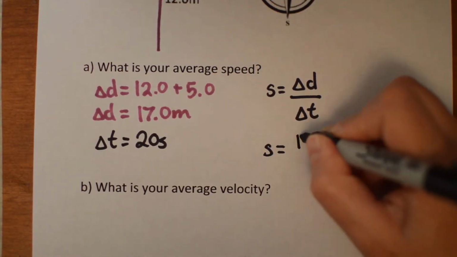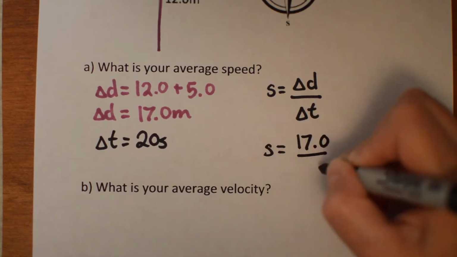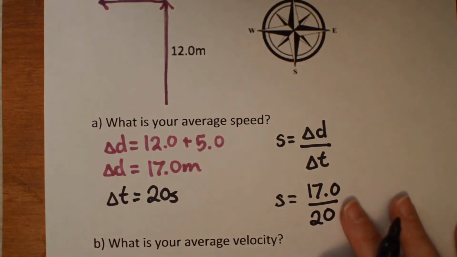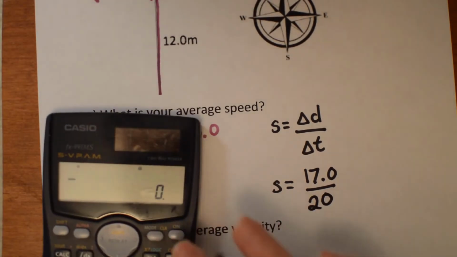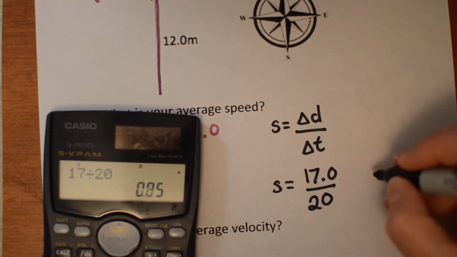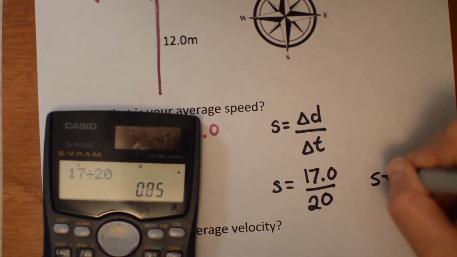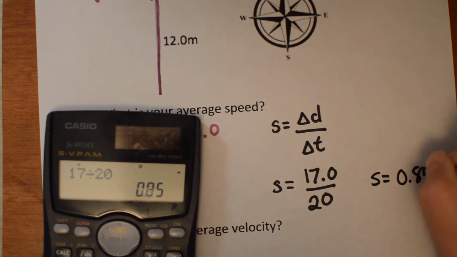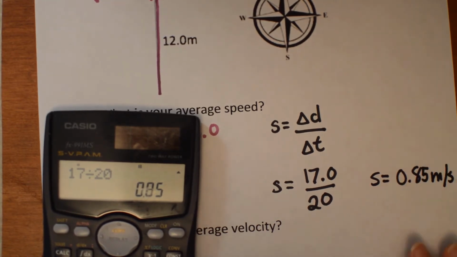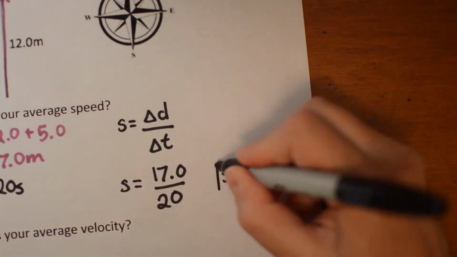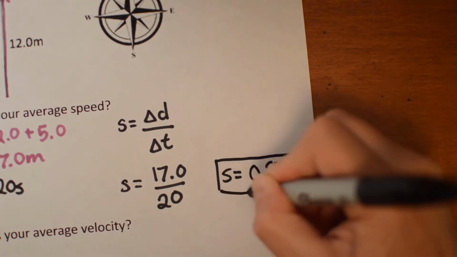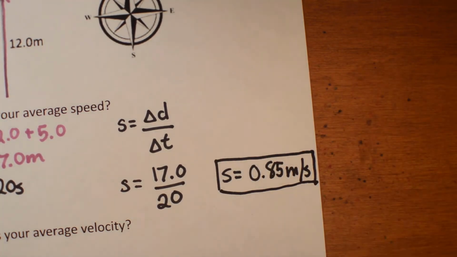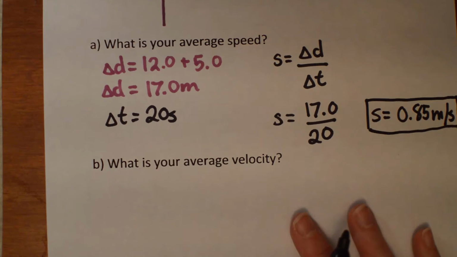I can just plug my numbers right in and I'm good to go. So delta d is the 17, time is 20 seconds, toss that into your calculator, 17 divided by 20 is 0.85, units are meters per second. And there's no direction on that because it's a speed, so don't forget a unit, but no direction to worry about. Average velocity is going to take a little bit more work.